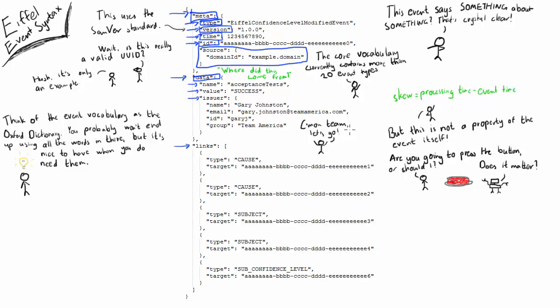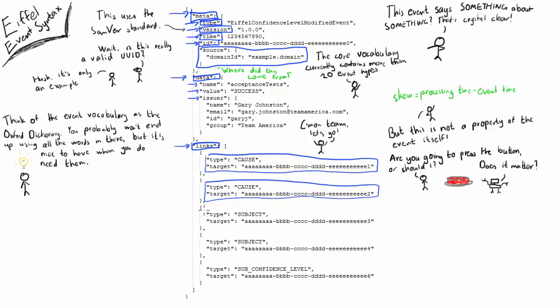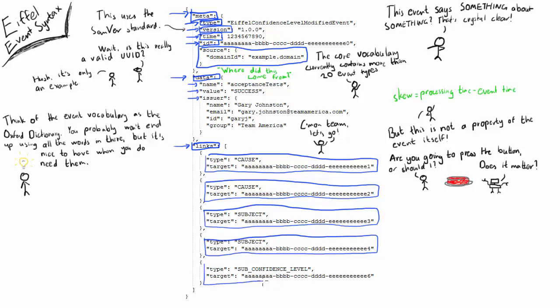This is because the expressive power of Eiffel is not in the individual event, but in how they reference one another. This brings us to the links object, which is actually an array. Every event has one, and the syntax is always the same. The array contains any number of objects, with each object constituting one link to another event. The type property refers not to the type of the event, but the type of link, and for every event type there is a set of valid link types.